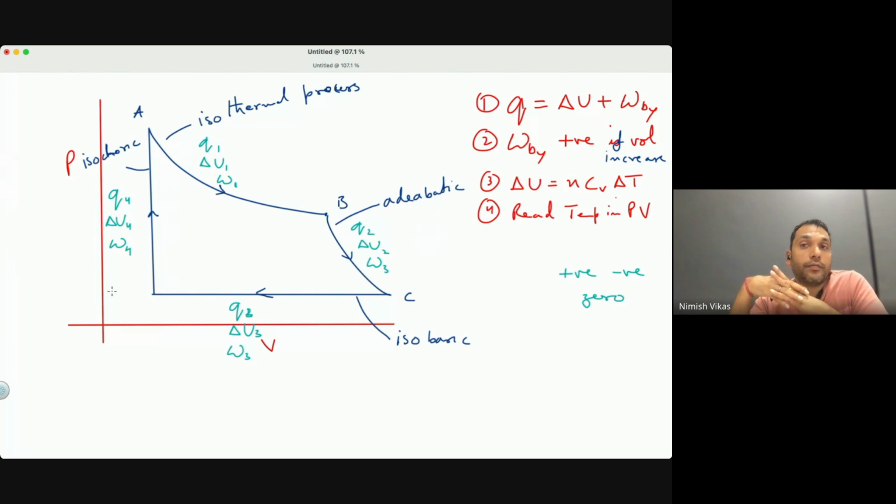I think identifying work is quite easy. Identifying delta U is also quite easy because you just have to see whether the temperature is increasing or decreasing. And then you can combine the two using the first law of thermodynamics and figure out Q. Yeah, so who is done?